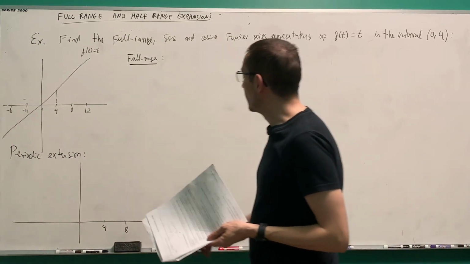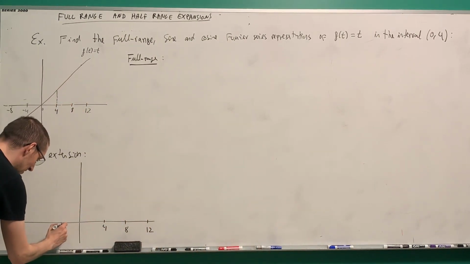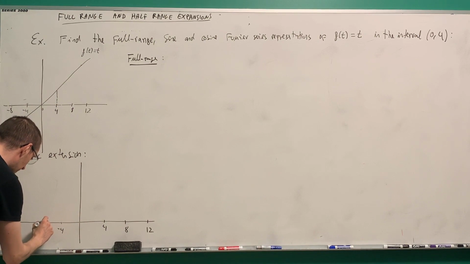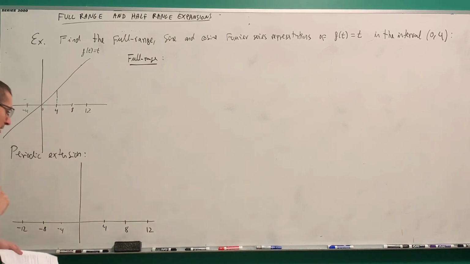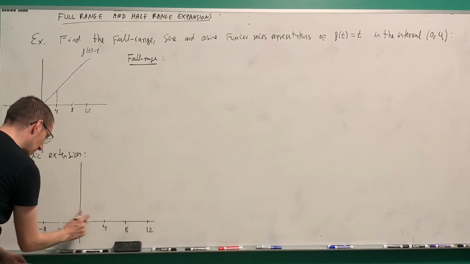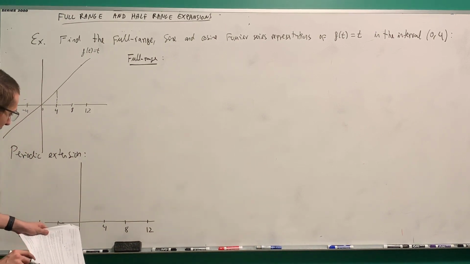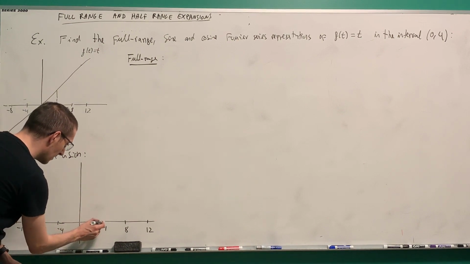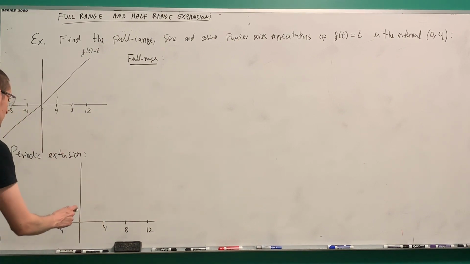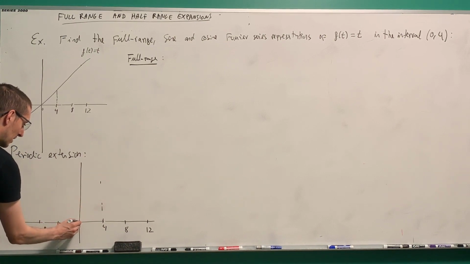Now remember, the periodic extension is take the interval 0 to 4. Let me just draw here the axis. Minus 4, minus 8, minus 12. All right. So the function is, minus 4, minus 8, minus 12, something like that to make it a little bit better. Okay. So we take this interval, and the function in this interval is this one.